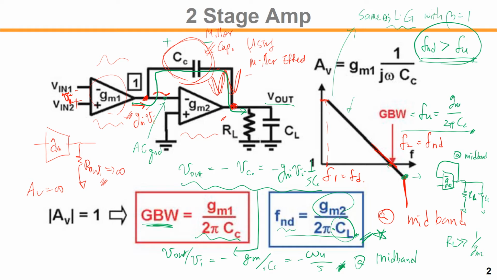So as you can see here, for similar sizes of CC and CL, GM1 must be smaller than GM2. So the second stage GM2 typically must be larger than GM1. Okay.